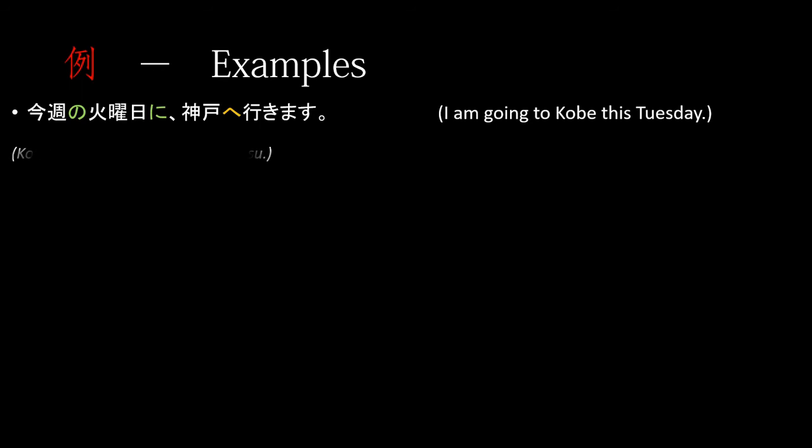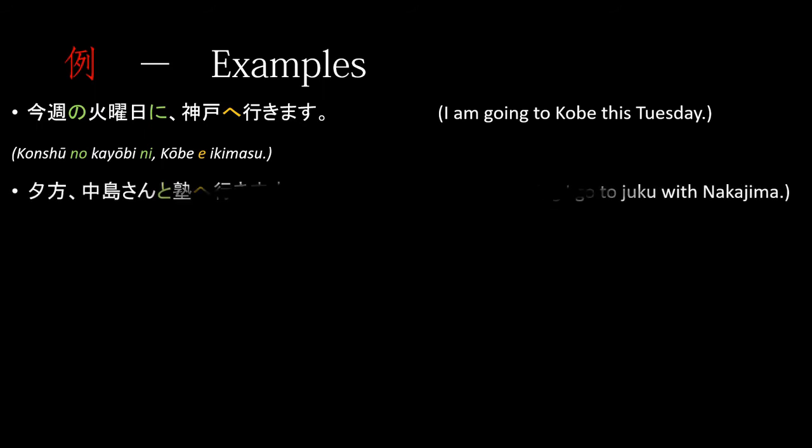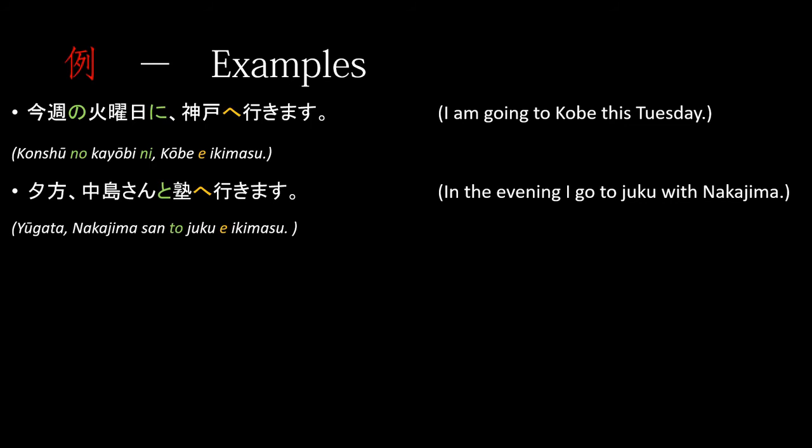Like its definition, the usage of e is simple. In our first sentence, Konshu no kayoubi ni Kobe e ikimasu, we are marking Kobe as the destination of our movement that we will perform this Tuesday. And in our second sentence, Yugata Nakajima-san to juku e ikimasu, in the evening, I go to juku with Nakajima. We are also doing practically the same. We are marking with e the destination of our movement.